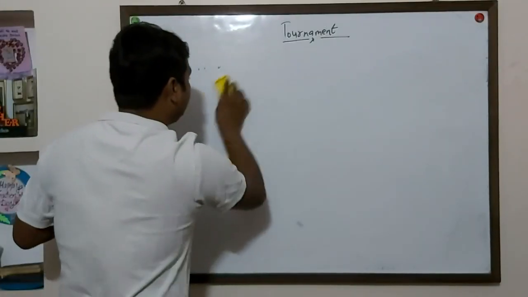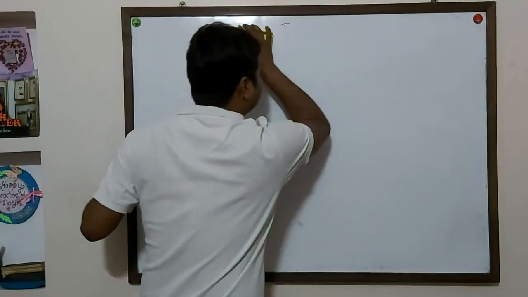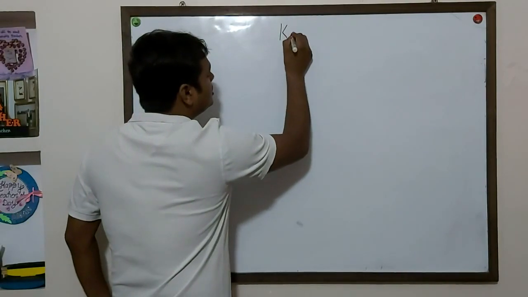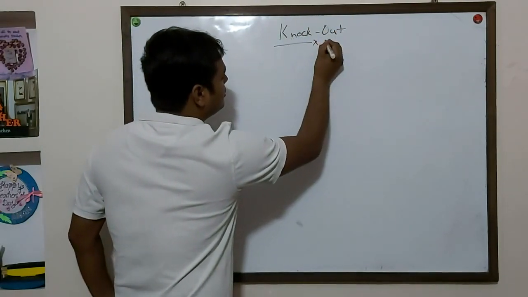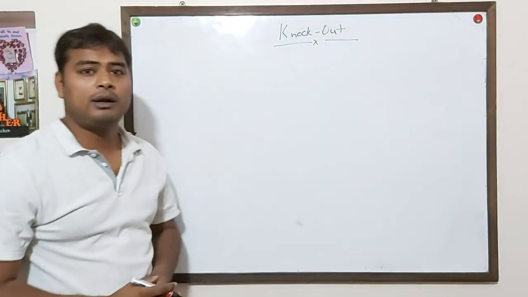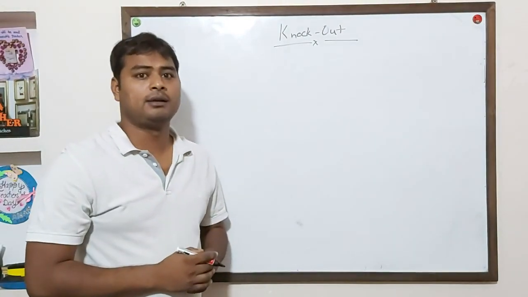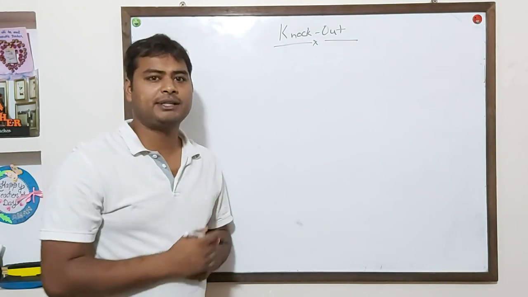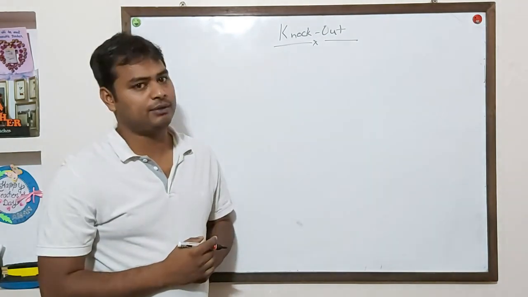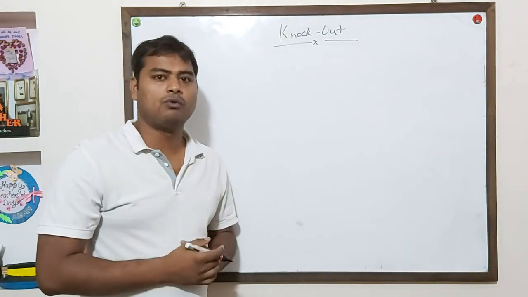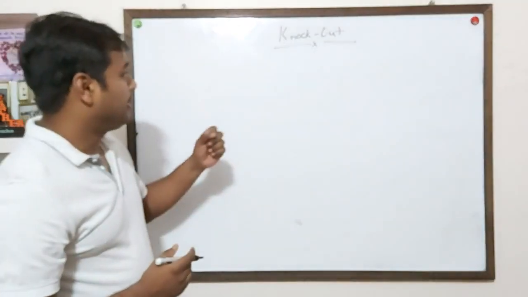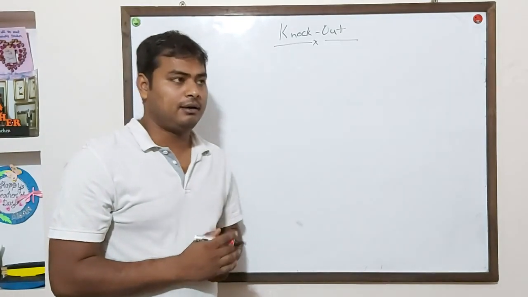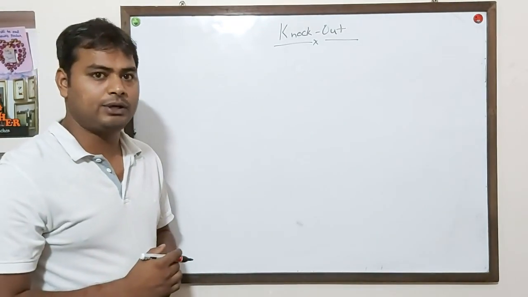For knockout tournament, it's a progressive round tournament. Teams that lose their matches are automatically eliminated from the tournament, and those who win their matches proceed to the next round. How to draw a picture for knockout tournament, this I am going to explain to you.